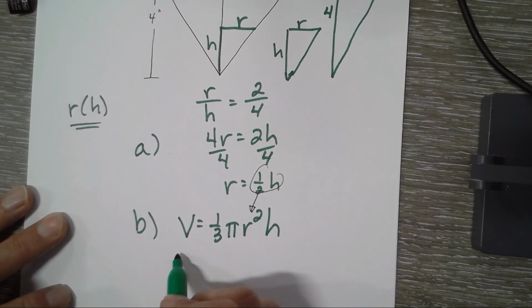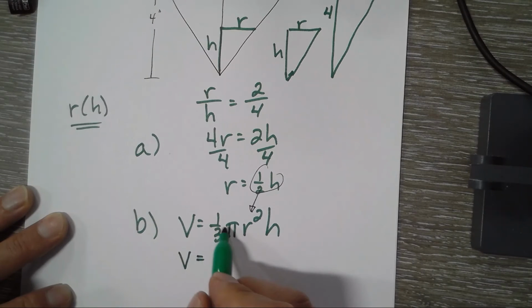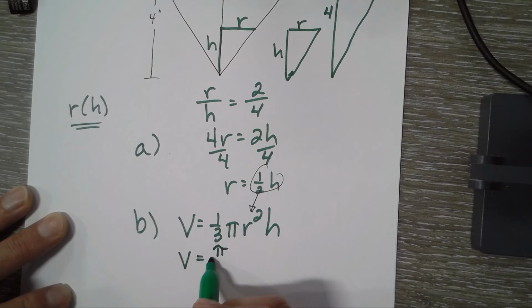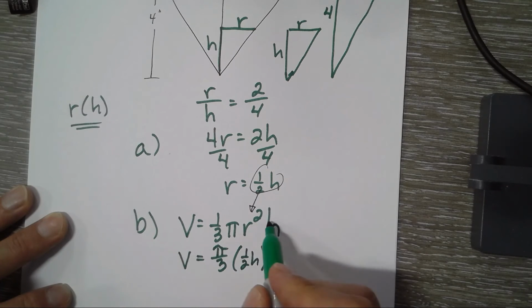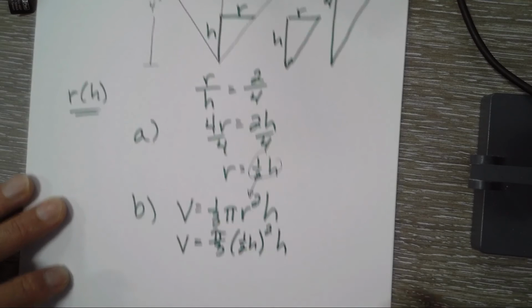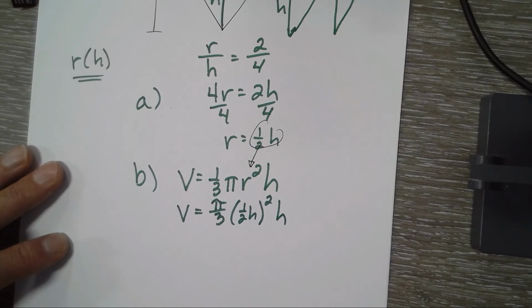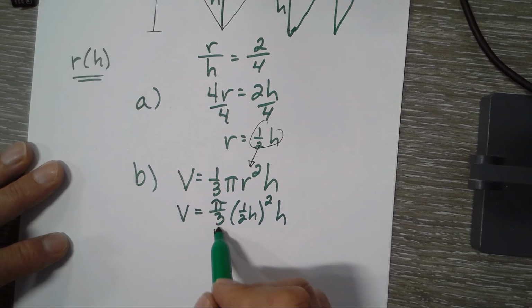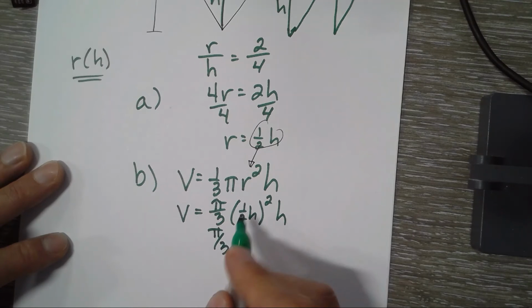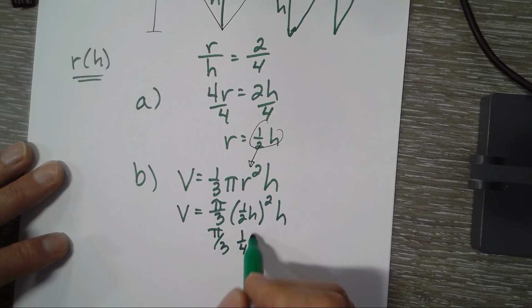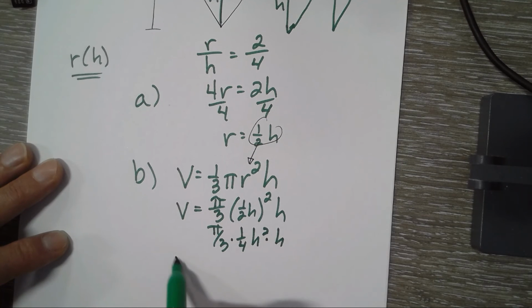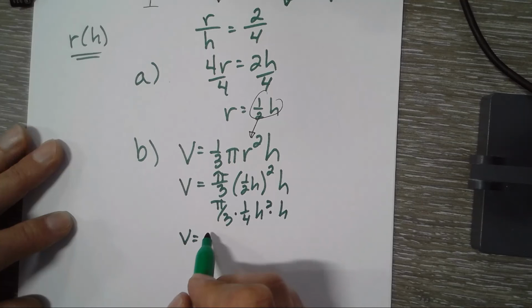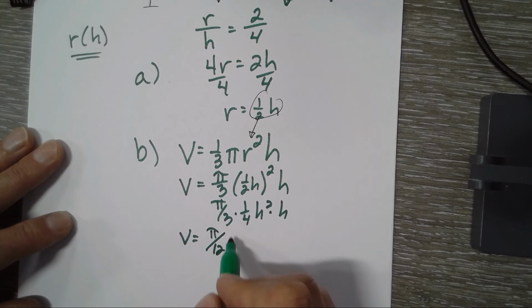So now we have V equals 1/3 pi. I'm going to call that pi over 3. R squared, so it's 1/2 h squared times h. And now we just have to clean up our function here. So pi over 3, 1/2 squared is 1/4 h squared times h. So V equals pi over 12 h cubed.